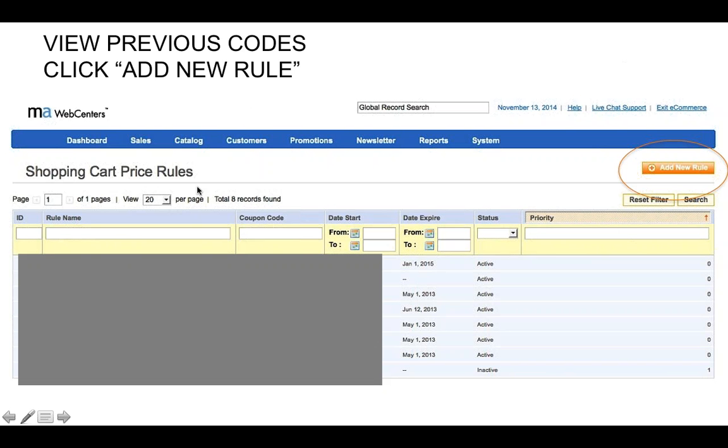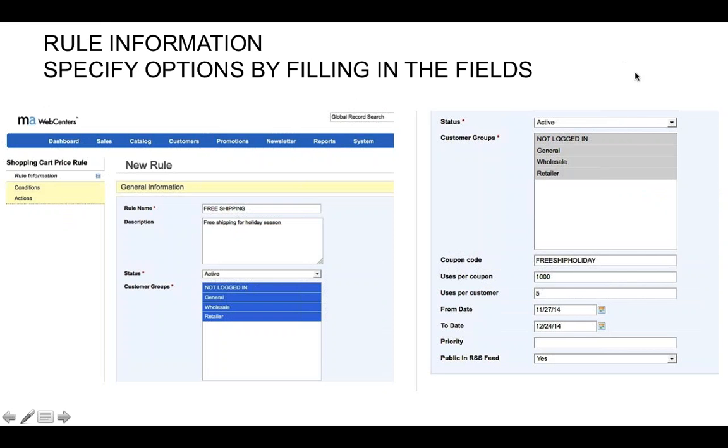So for the purposes of this quick demonstration, we're going to click on Add New Rule. From there, you're just going to go ahead and put the rule information in. You're going to specify the options by just simply answering the questions and filling in the fields. So here's the new rule. Give it a name. We called it free shipping. The description is free shipping for the holiday season. Maybe it was Valentine's Day or Mother's Day or whatever it is. The status can be active or inactive. If you don't want it to be live right now, you can set it to inactive.